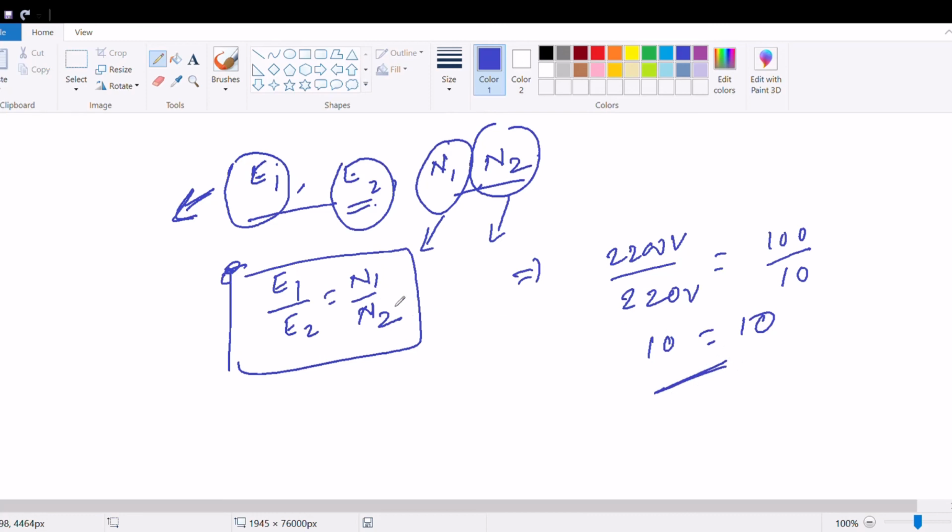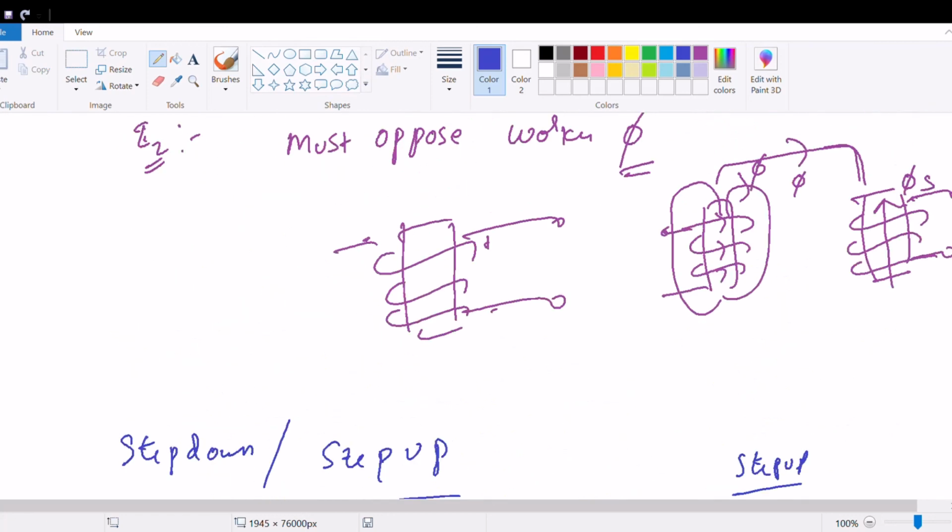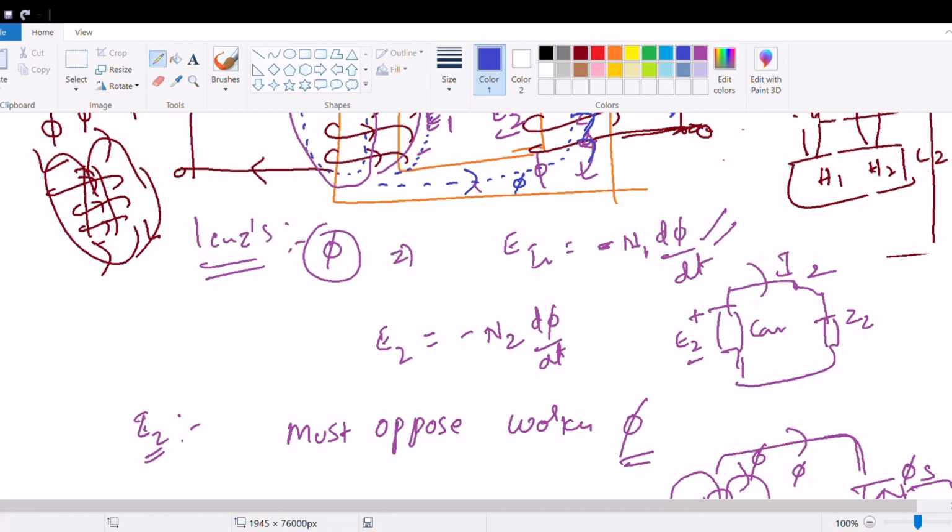Therefore we need to wind turns according to the requirement of secondary voltage, and we already know the primary voltage. This is a basic explanation about the transformer. Thank you.